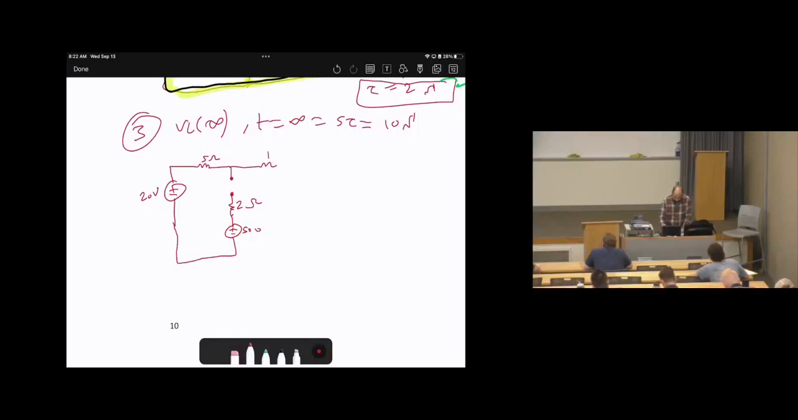Then 15 ohms. Then what else? Plus minus VC of infinity. That's what we need to do. So we need to calculate VC of infinity. How to calculate this? Again, try to find the currents. That's our procedure. It's like a DC problem analysis.